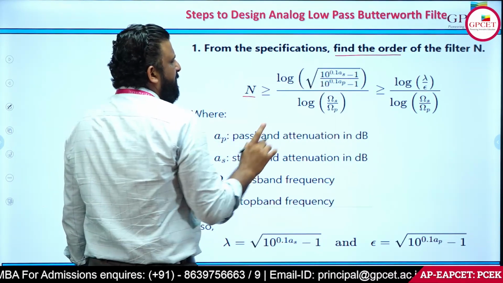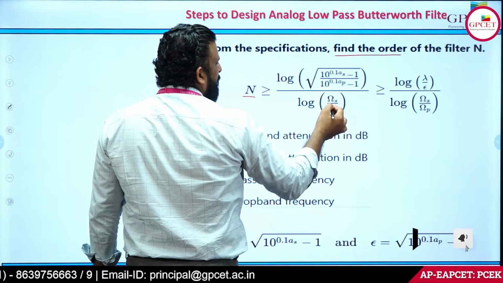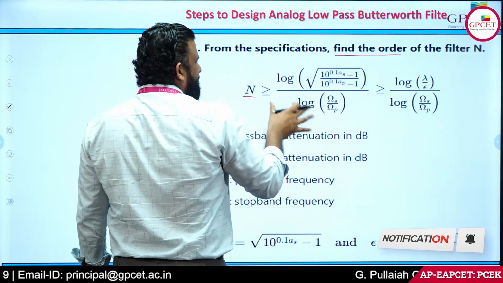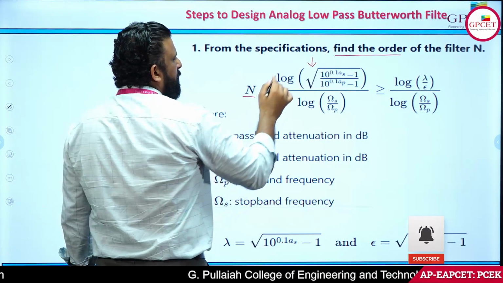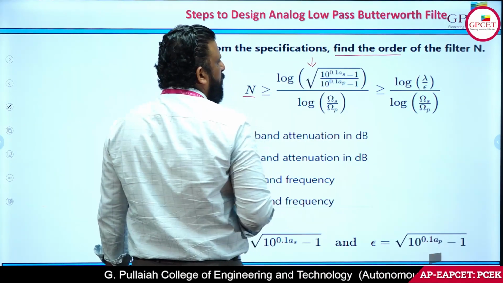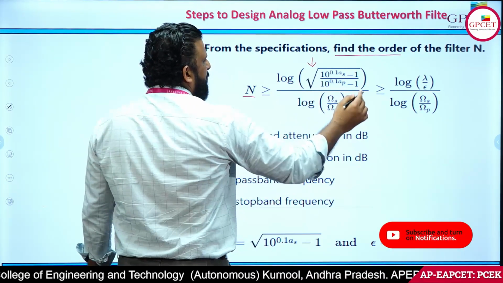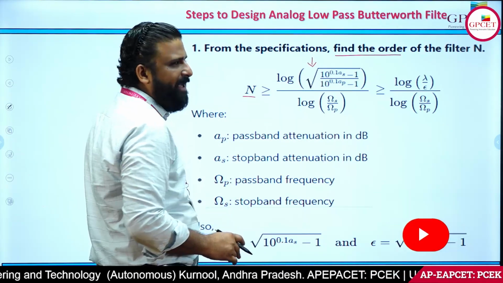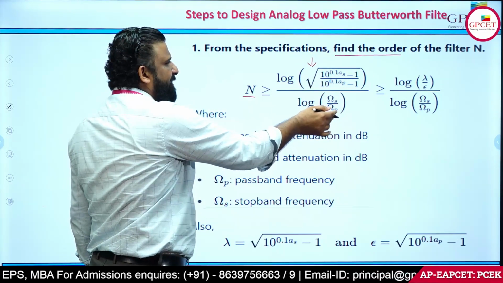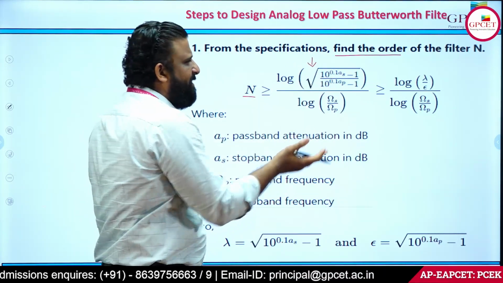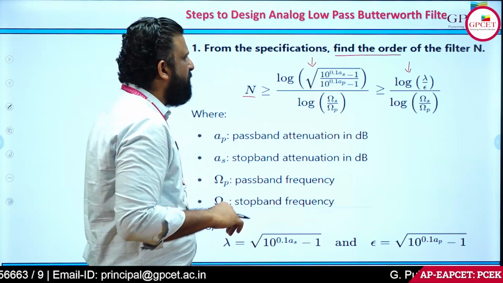For this, we have two formulas. One is, if the specifications given are only AS, AP, omega S and omega P, then we need to use this particular formula, that is n greater than or equal to log of square root of 10 to the power of 0.1 AS minus 1, divided by 10 to the power of 0.1 AP minus 1, whole divided by log omega S by omega P. We use this formula when only these specifications are given. So depending upon the specifications, we use either this formula or the other formula. These are the two formulas used to find the order of the filter.